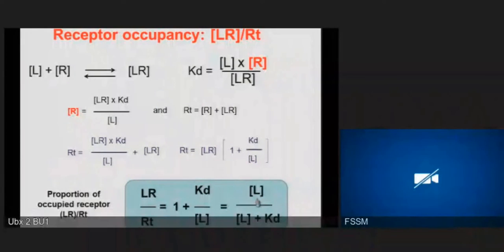If you put an excessive concentration of L, then LR will equal R total, which means that here we will have 100% of occupied receptor. And if you don't put L, you will have 0% occupancy of receptor. So that makes sense. And behind this equation, this equation corresponds to something else, which is a hyperbola.